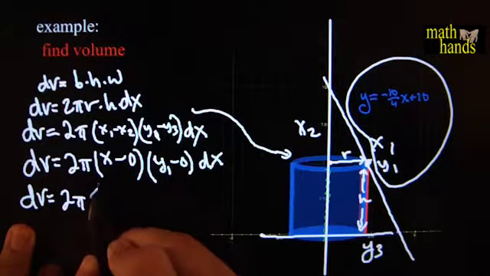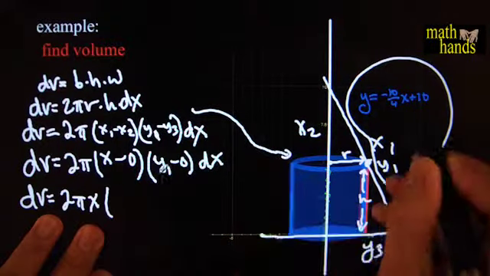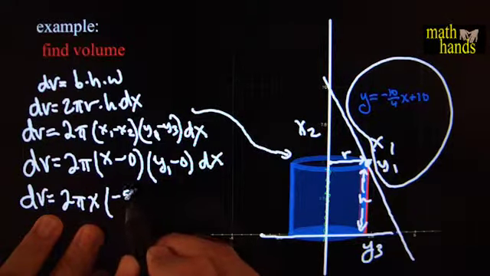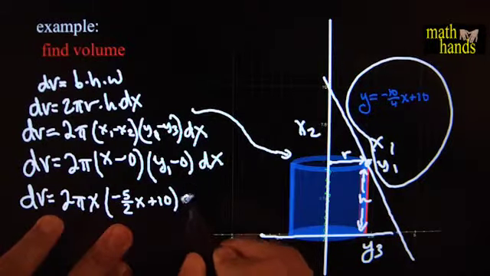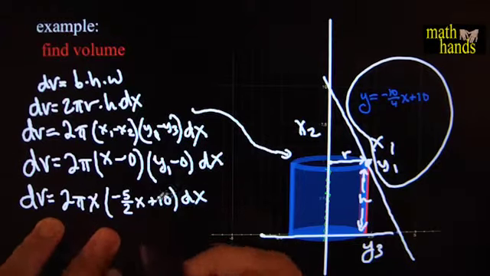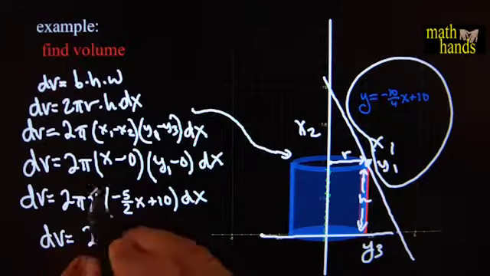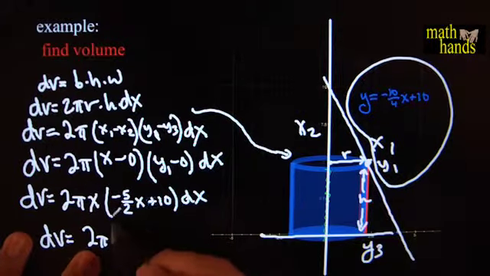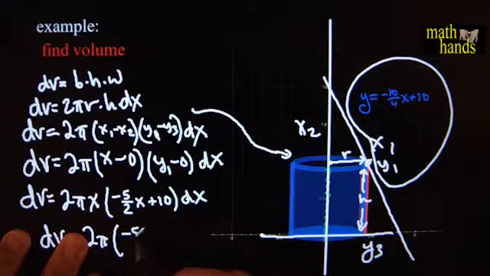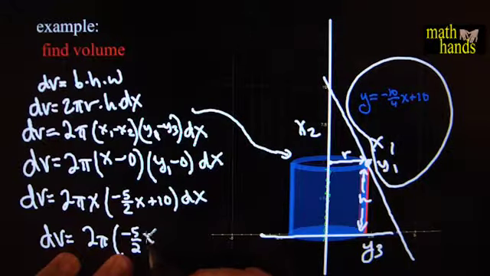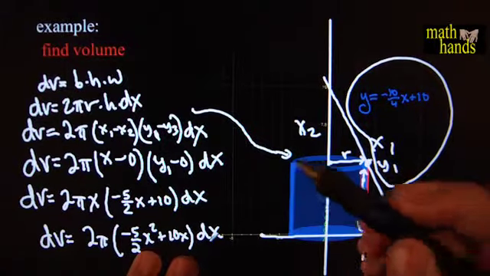2 pi x times y1. That would be negative 10 over 4. I hope you don't mind, I'm going to write negative 5 over 2 x plus 10 dx. And I don't have to write the minus 0. And now I'm good. My differential of v would be equal to 2 pi. I don't have to do this, but I distribute the x in there because when I integrate, the 2 pi will come out. That's why I do this. Negative 2 x squared plus 10x dx. Isn't that nice?